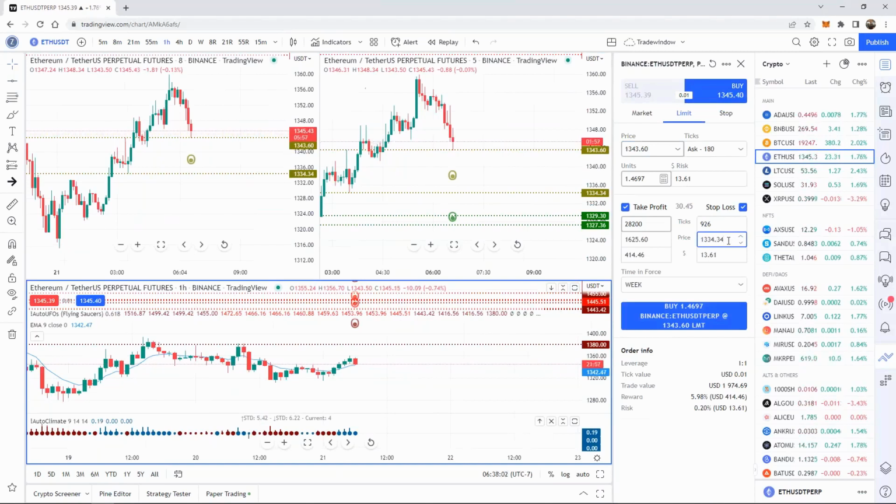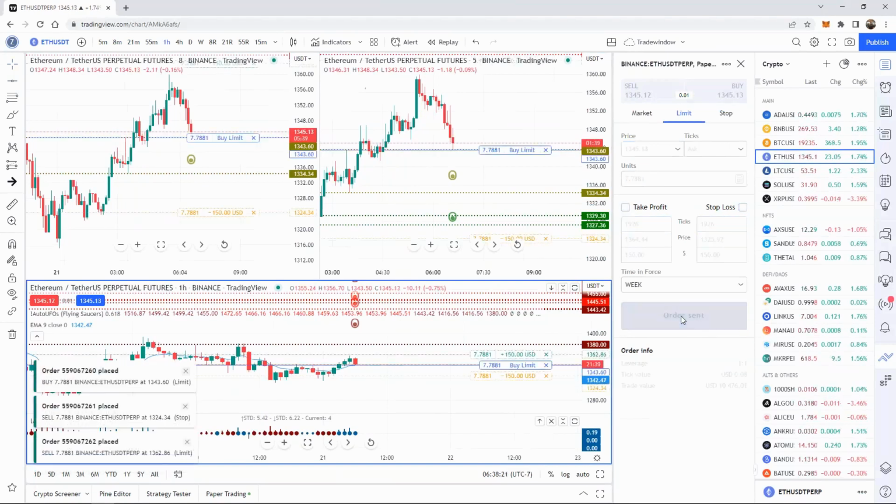Now we do have a bit of a calculation that I'm going to do, but just to get through this trade right now and then set it up, I'm just going to give it another 10 down here. So same thing here, same thing there. We're going to be risking 150 bucks, and we're going to go ahead and hit buy.